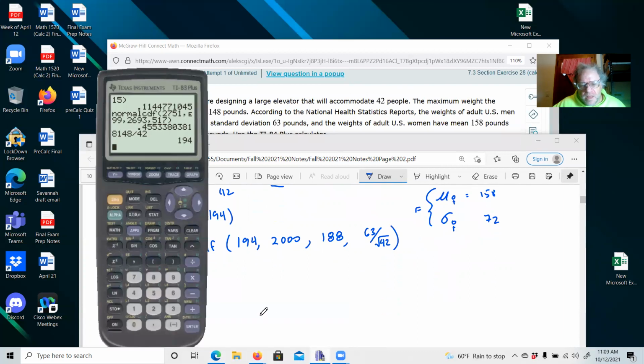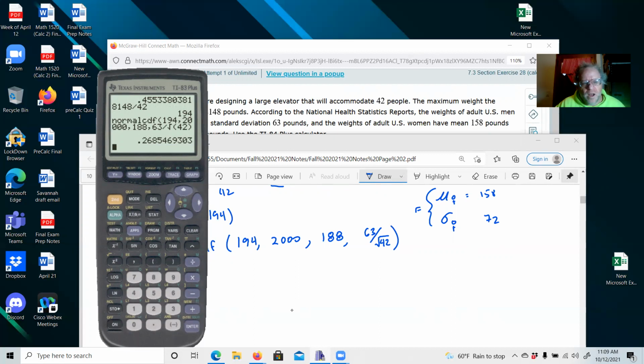Calculate is what I want. So we're going to take the second function, norm CDF, from 194 up to 2,000. We have an average of 188 and a standard deviation of 63 over the square root of 42. All right, equals.